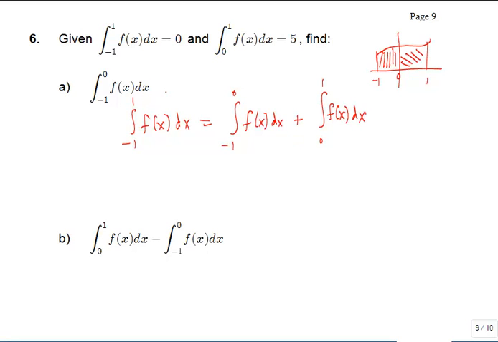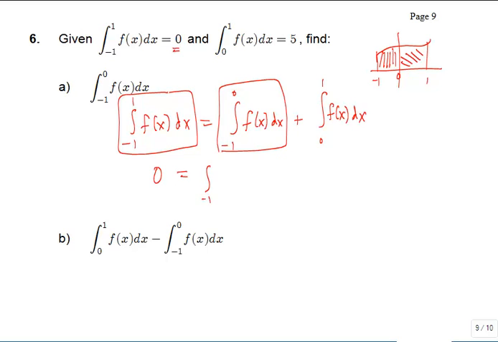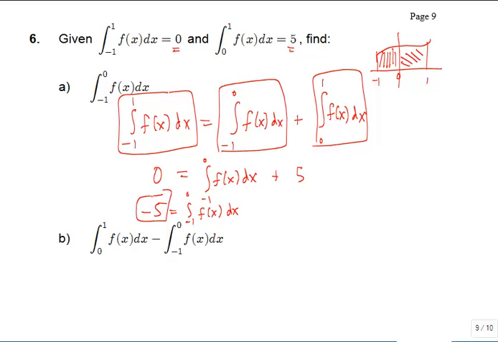Now we know that this integral, they tell me, is 0. This is the one we're trying to find, so I'm going to leave that the way it is. And this one, they tell me, is 5. So if I subtract that 5 over to the other side, then that means the integral from -1 to 0 of f of x dx is just going to be -5.